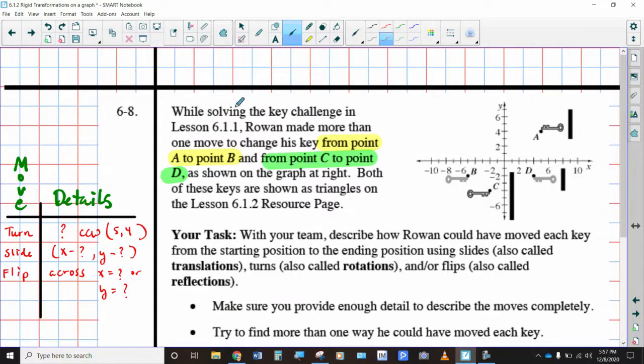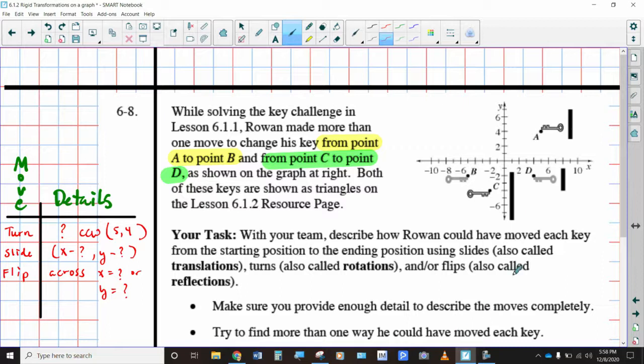All right, so while solving the key challenge puzzles in 6.1.1, Rowan made more than one move to change his key from point A to point B, and from point C to point D. Now, both of these have been superimposed over the same coordinate grids. These happen to be the challenge problems from 6.1.1. And there's a little bit of a mistake there. I should probably get that fixed.